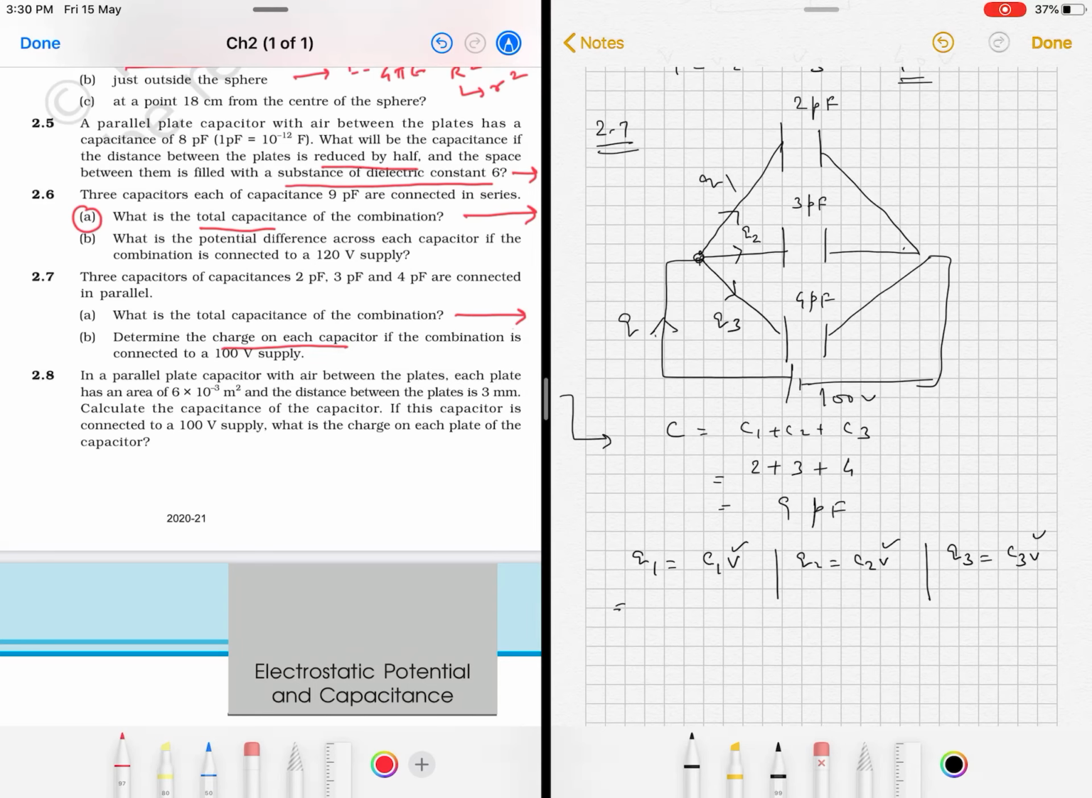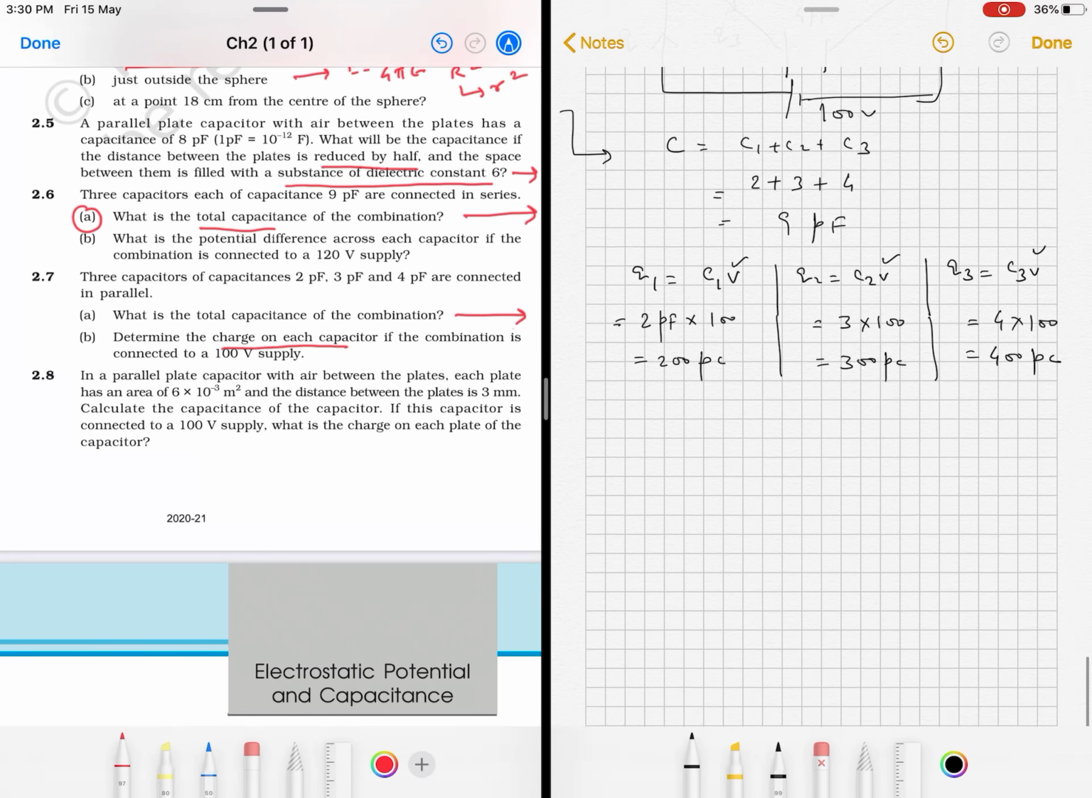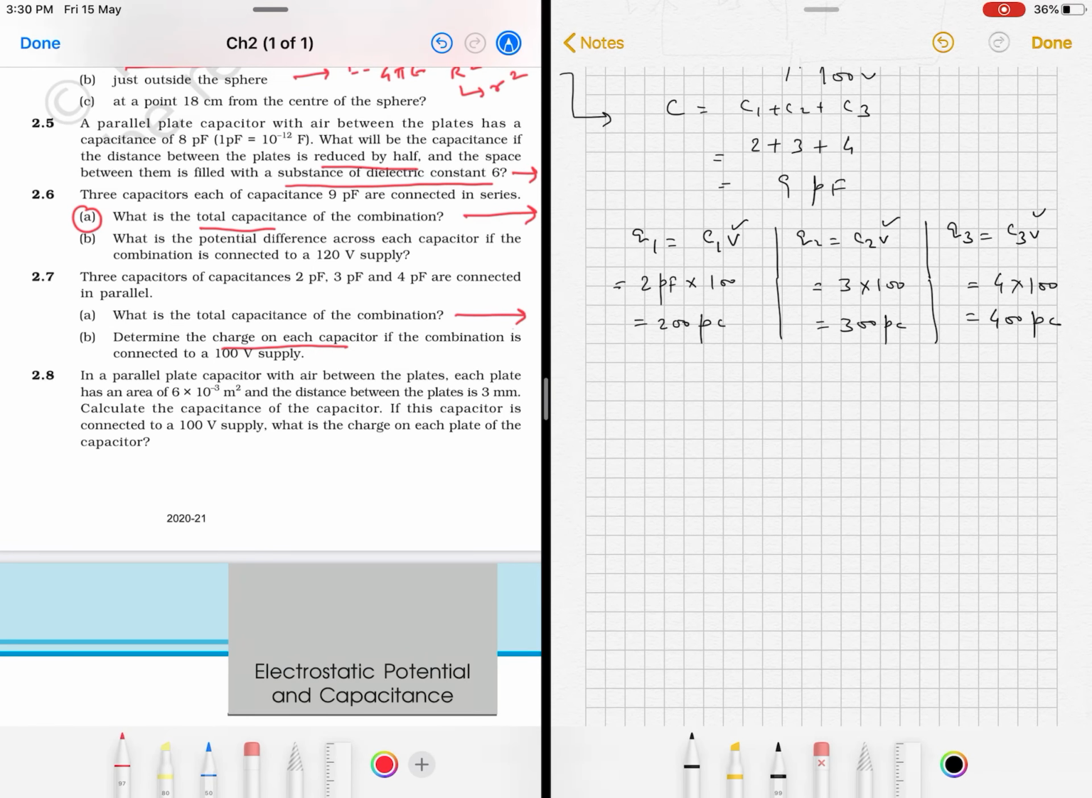So for C1, first case, it is 2 picofarad into 100 volt, so it is 200 picocoulomb. In the same way, it is 3 into 100, so it is 300 picocoulomb. And in the third case, C3 is 4 and it is 100, so 400 picocoulomb. So these are the answers of this question.